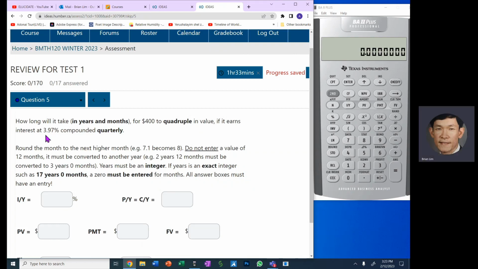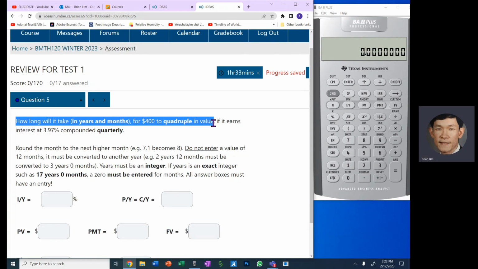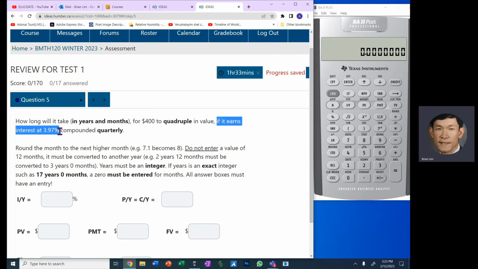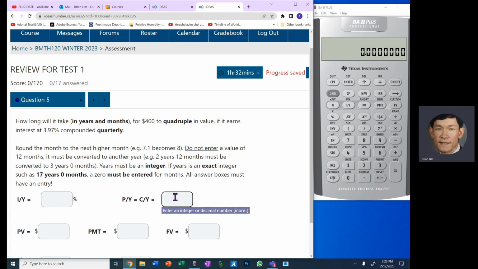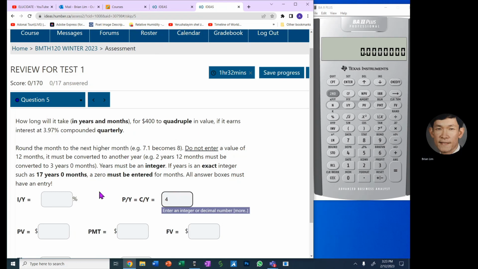Okay, let's have a look at this question. How long will it take in years and months for $400 to quadruple in value if it earns interest at 3.97% compounded quarterly? Okay, so let's get the compounding frequency first. It's quarterly, so PY equals CY, that's 4. Quarterly means 4 times per year.